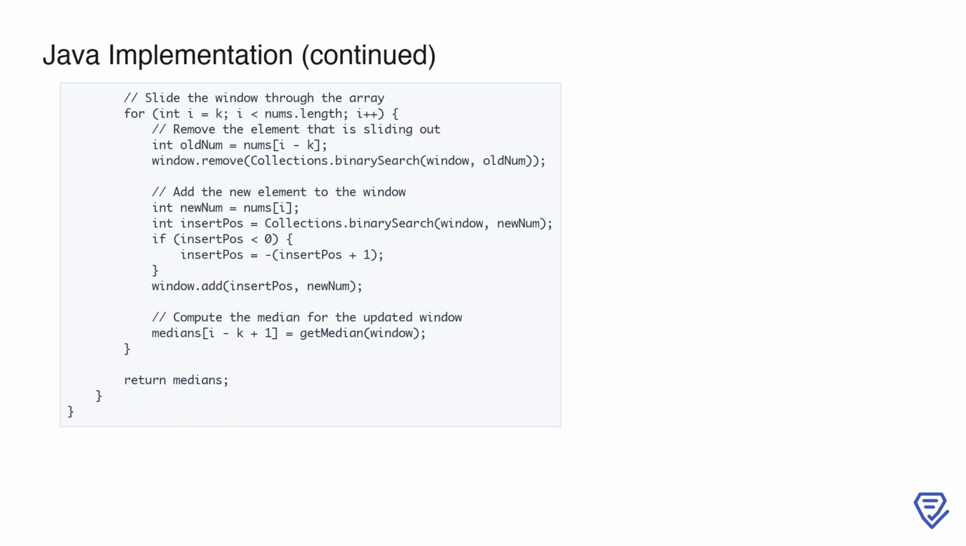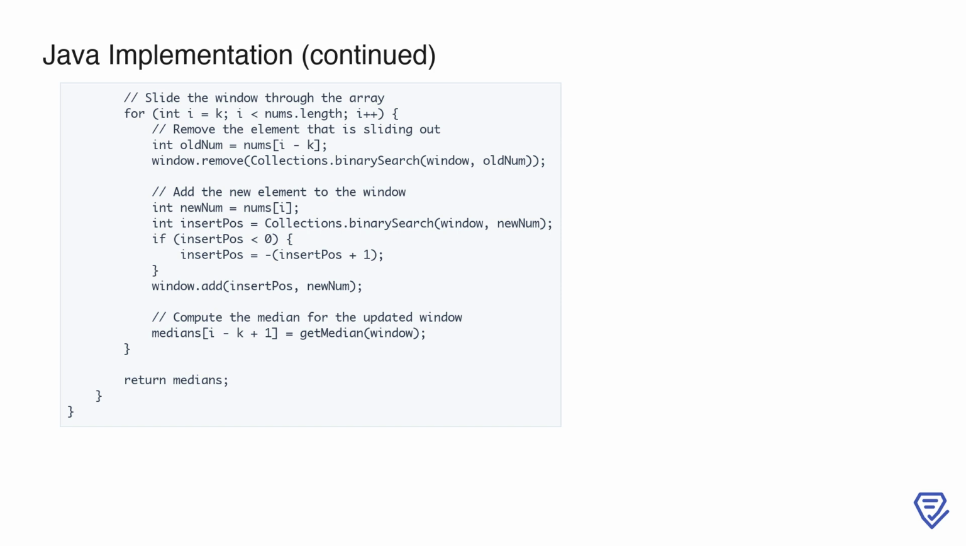Following the initialization of the first window, we continue by sliding the window across the array. This involves iterating through the rest of the elements in nums, starting from index k. For each new position, the element that falls out of the window is removed from the window list. This is done using Collections.binarySearch to locate the index of the element to remove. Next, the new element entering the window is added in the correct sorted position. Again, Collections.binarySearch is used to determine the insertion point, and if the element isn't found, the insertion point is adjusted to maintain the sorted order.